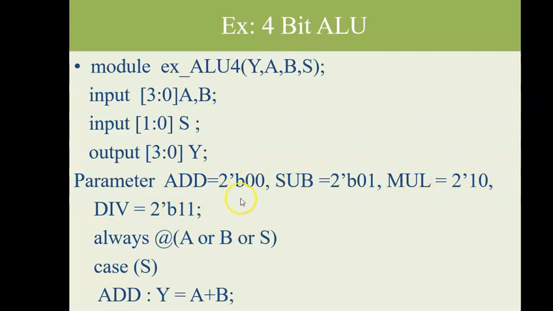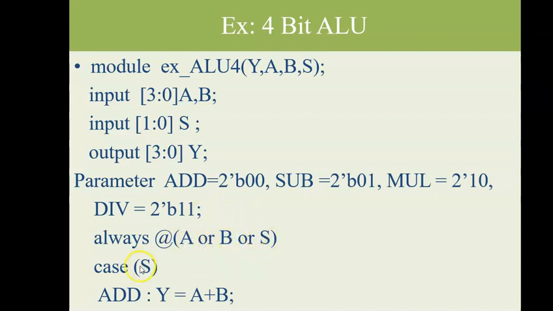We are already defining these things. Whenever it comes across 00, perform addition. Whenever it is 01, perform subtraction. Whenever 10, perform multiplication. Whenever it is 11, perform division. Now let us see the action. Always at A or B or S. That means when one of these input values A, B, S changes, this is called the sensitivity list. I have already told you about the sensitivity list or expression.